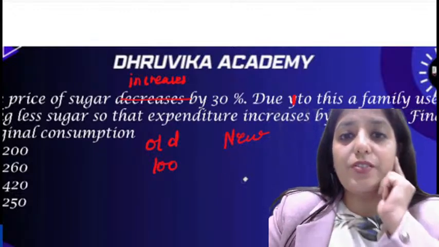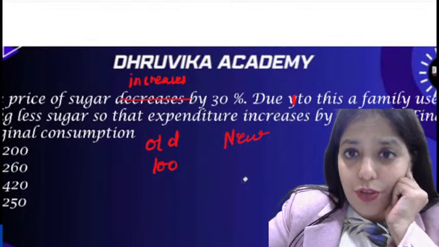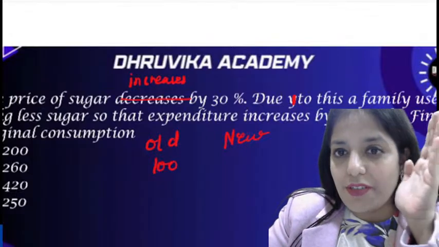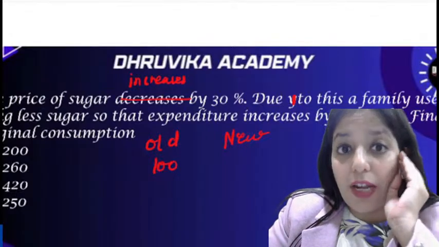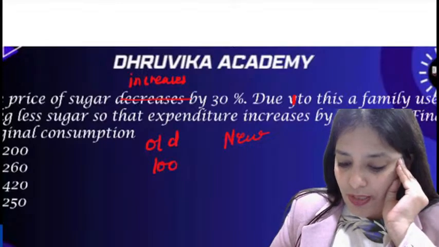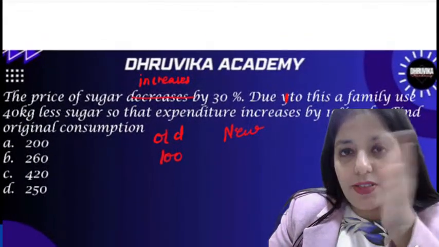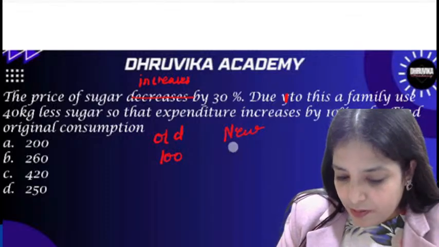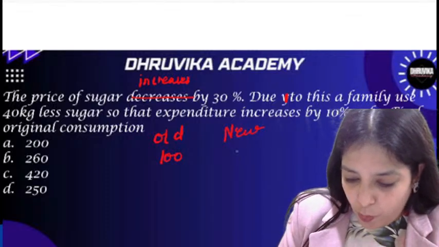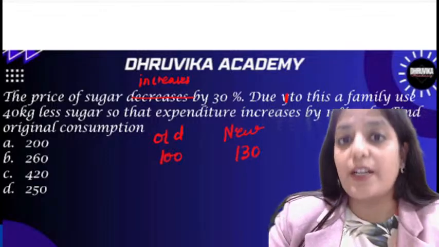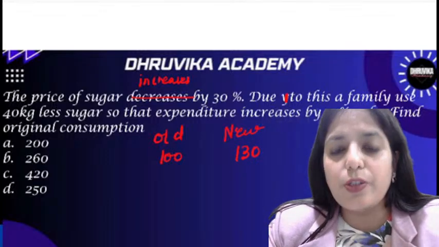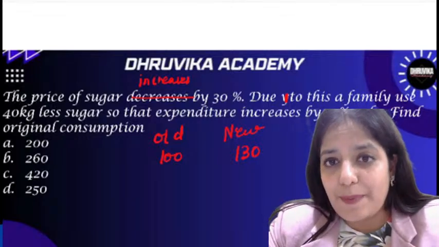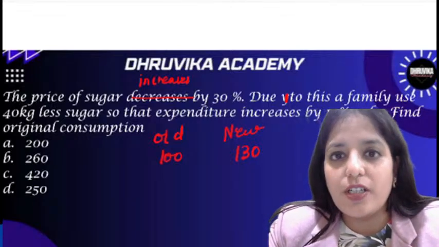So what is the question saying? The price of the sugar increases by 30%. So originally we were incurring an expenditure of 100 rupees. Now since it has increased by 30%, we'll incur 130. This old and new, what is this? This is actually the ratio of old expenditure and new expenditure, right?